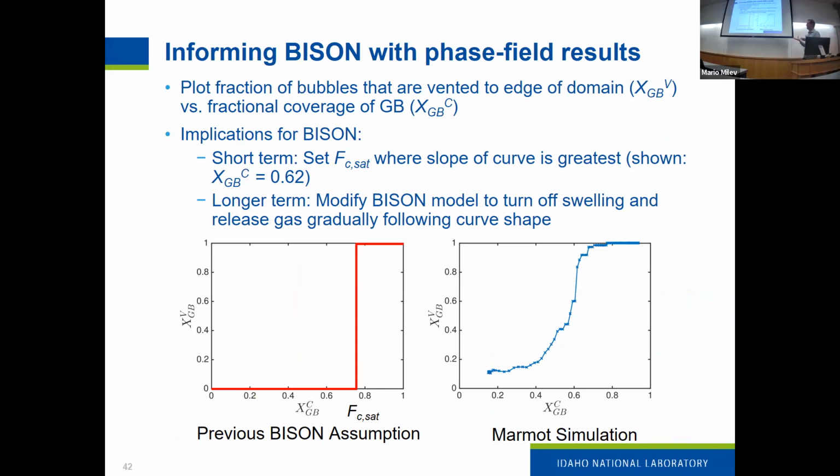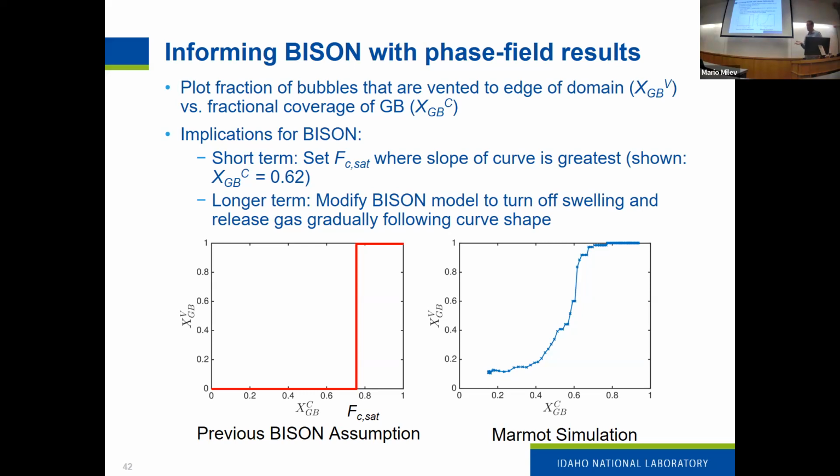But we thought the most relevant thing to do is to try to compare what we saw from these simulations to what Bison's assuming. To do that, we plotted, on the x-axis, how much of the grain boundary is covered by bubbles, and on the y-axis, what fraction of bubbles is vented to the grain boundary. So Bison was assuming it shoots straight up from 0 to 1 at a value of 0.8, pi over 4. We see in reality that it's a much more gradual curve.